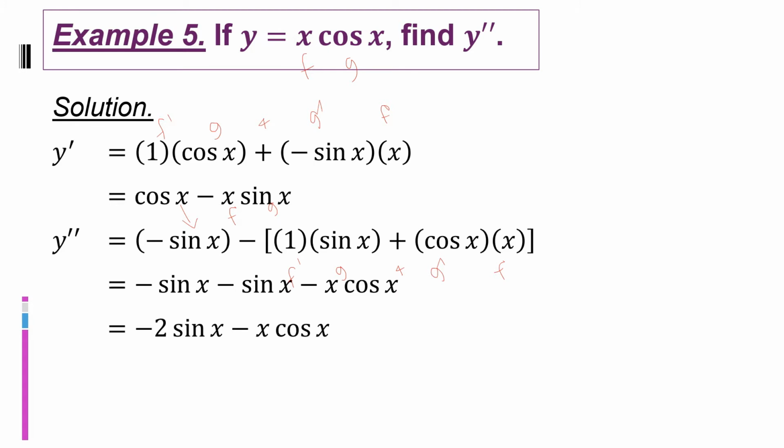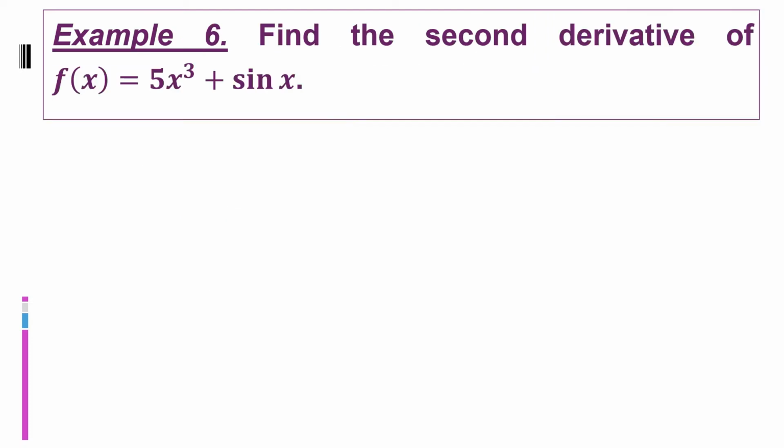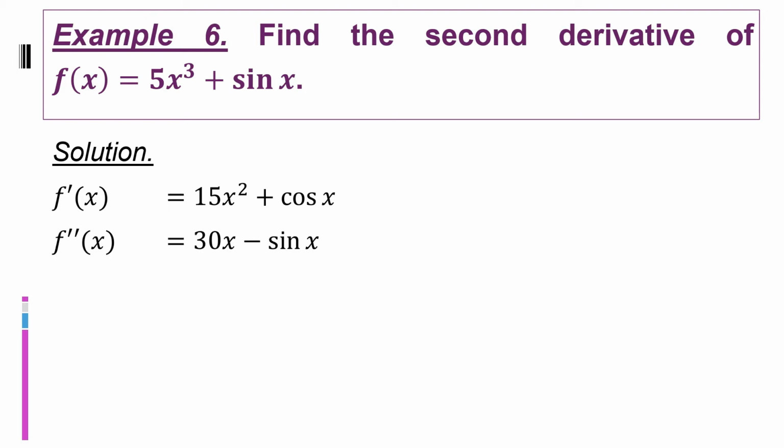Or negative 2 sine x minus x cosine x. Example number 6. Find the second derivative of f of x equals 5x cubed plus sine x. So the first derivative is 15x squared plus cosine x. The second derivative now is 30x minus sine x.